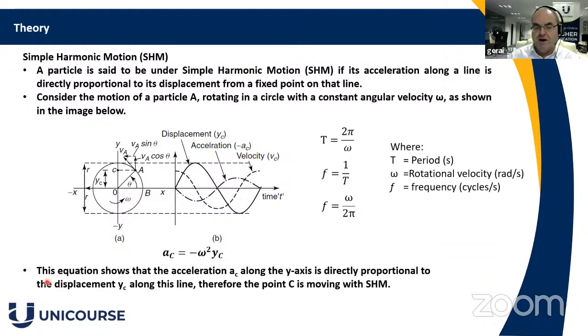So I'll read this last paragraph. It says, this equation shows that the acceleration aC along the y-axis is directly proportional to the displacement yC along this line, and therefore point C is moving with simple harmonic motion. So one of the first parts of task 1 is to define what simple harmonic motion is. So if you can pick the bones from that, then you will have done an excellent job answering that question.